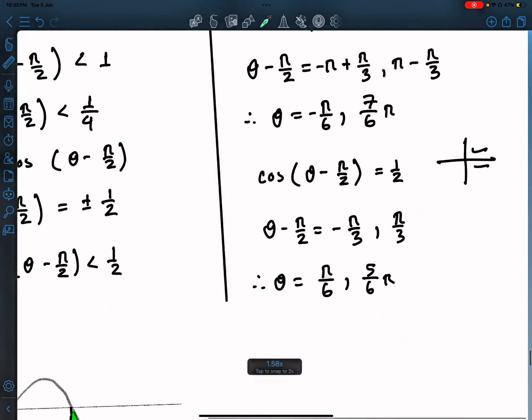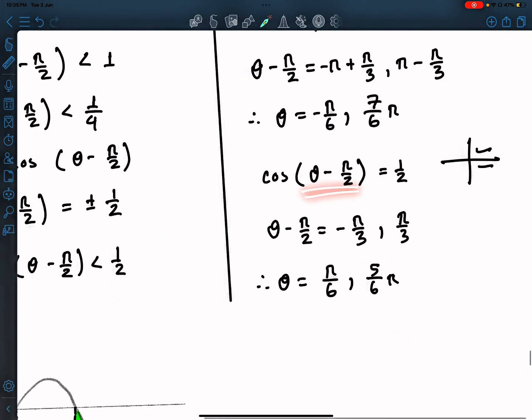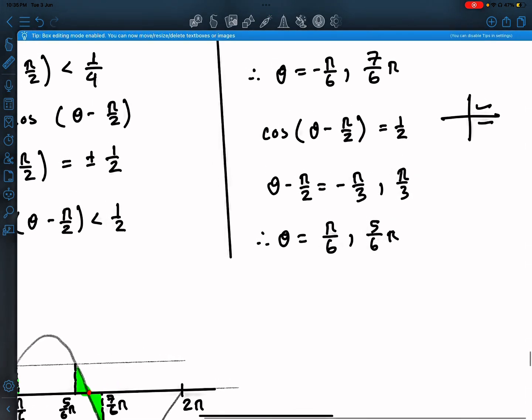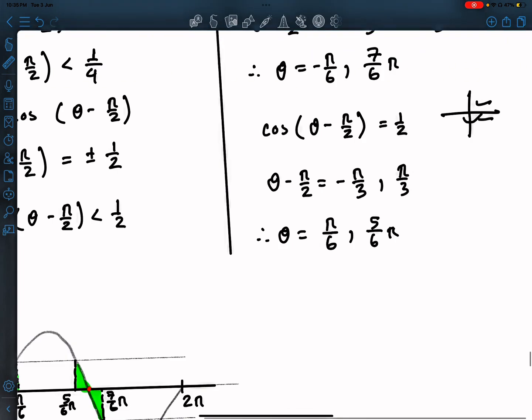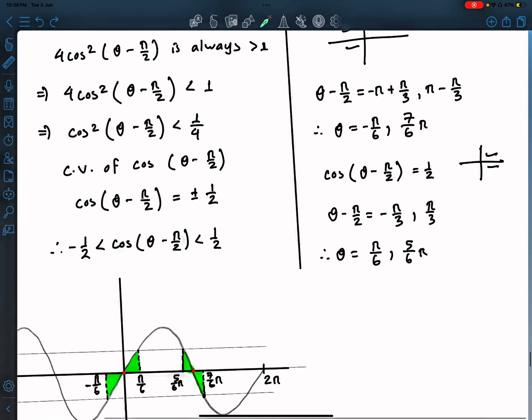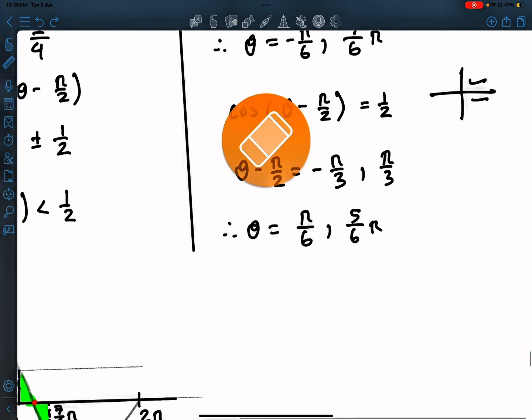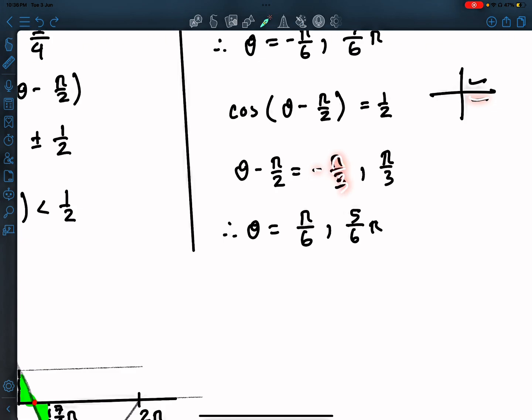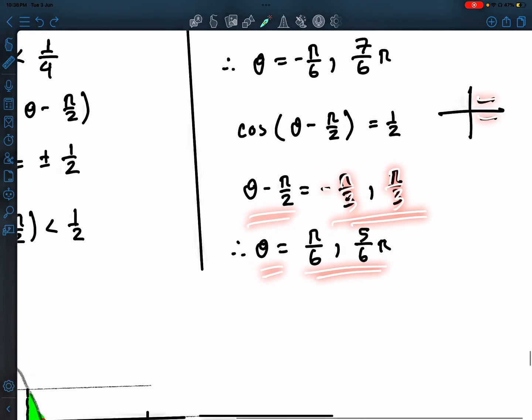That's one part. The second part is cosine of theta minus pi by 2 is equal to half. So that happens in the negative quadrant as well, because we were taking a look at minus 2 by 3 pi to 2 by 3 pi as well. So we get the values minus pi by 3 and pi by 3. So these are the two values that we get. And once we solve for theta, we find our values to be pi by 6 and 5 by 6 pi.